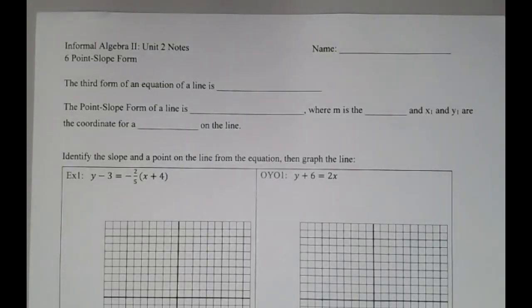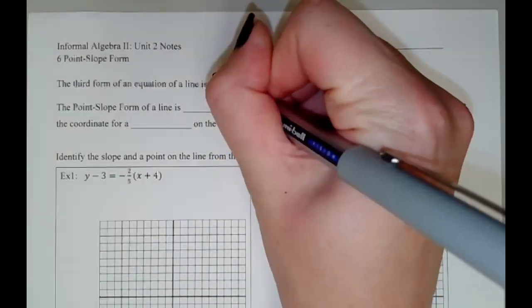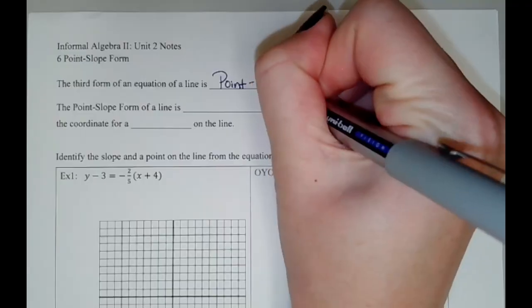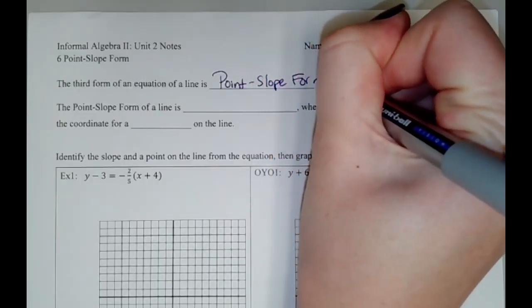Point slope form is another form that we use in order to graph linear equations. Remember, we have standard form, slope-intercept form, and point slope form. The third form of an equation of a line is point slope form.